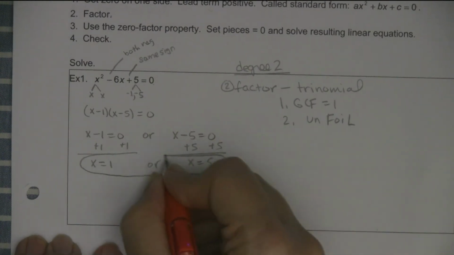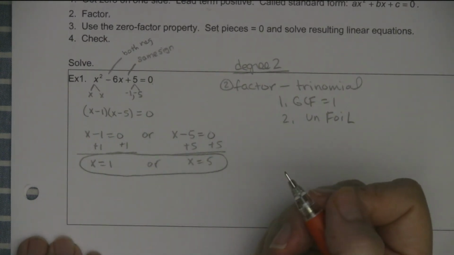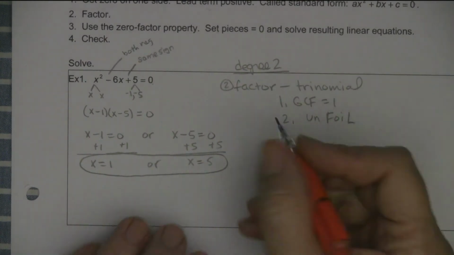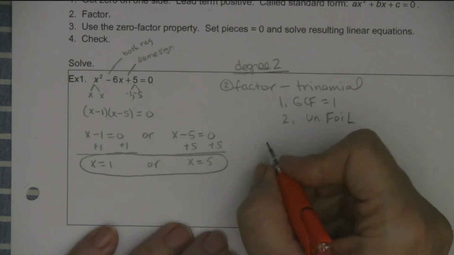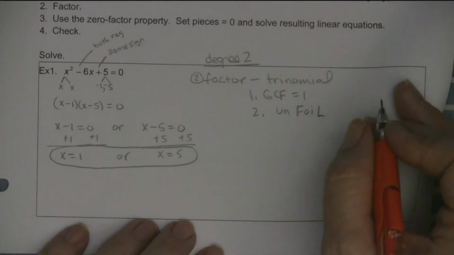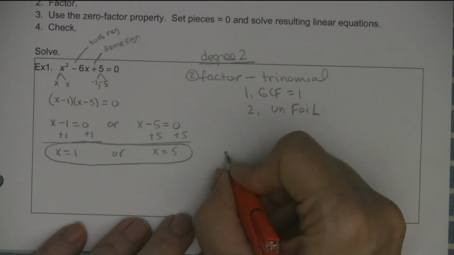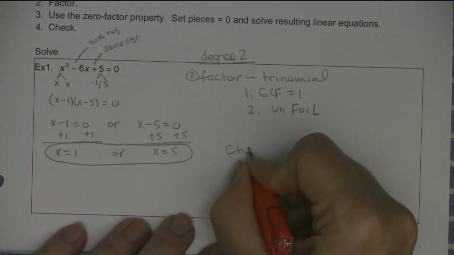Quadratic equations, degree 2, will have 2 answers. And then the 4th step, so we did our factoring, we set our pieces equal to 0. We did a really good job. The 4th step is to check. So I want to check.